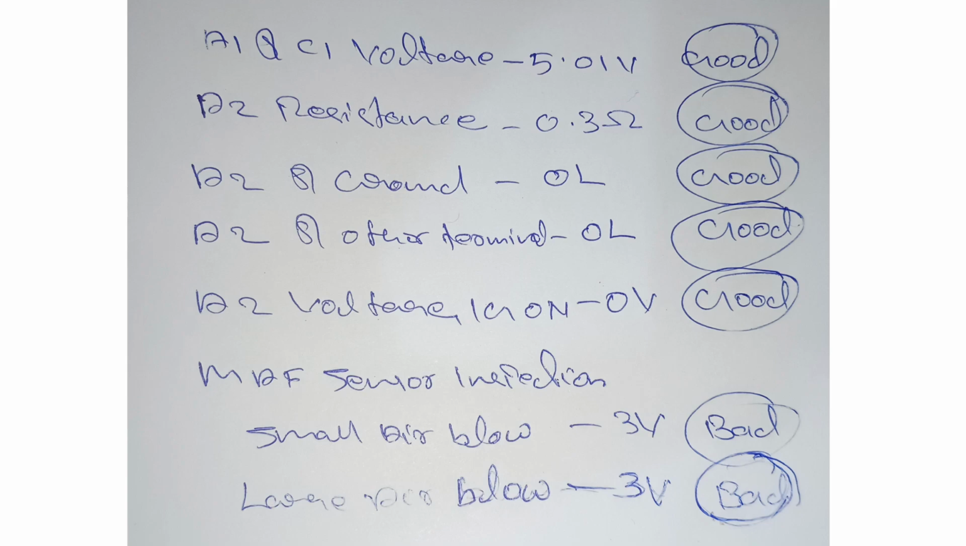We need to write down the values in the answer sheet. MAF sensor inspection. First, small air blow: we can see the voltage in the graph is 3 volt, that is bad. Then we blow large air and found the same 3 volt, bad. Both the values are bad. Then we go to the diagram.